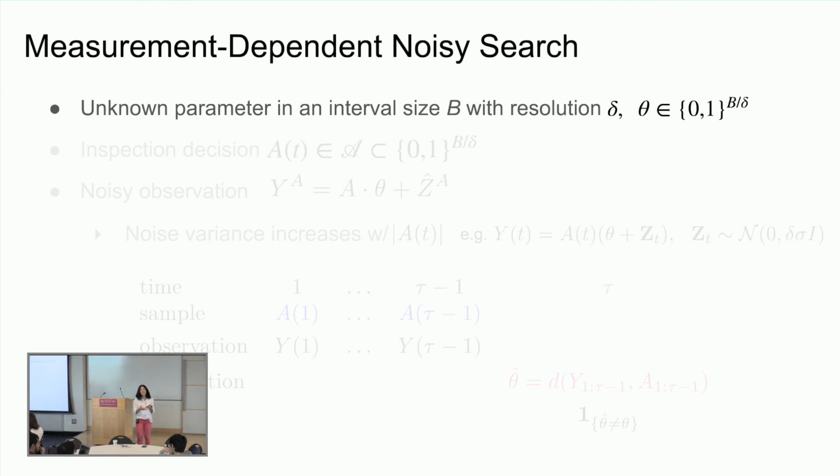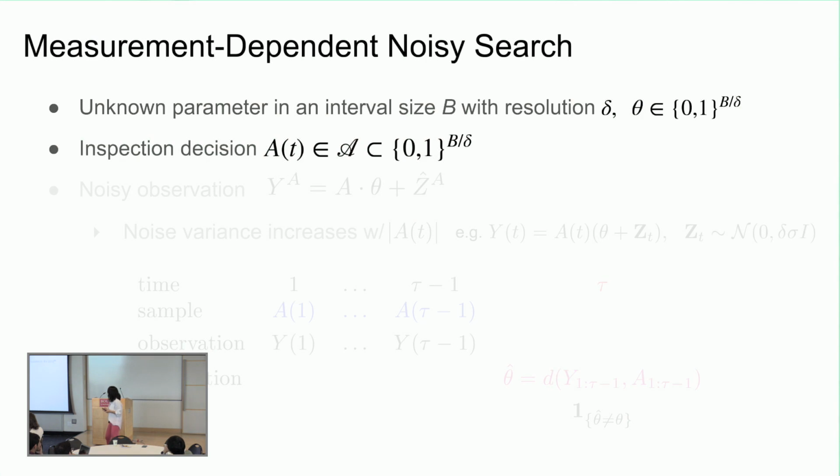Now, my decisions, my actions, are which bins I inspect at the same time, right? And so I can think about a decision vector. I'm going to represent it with the same length, B over delta. And every bin that I decide to include in my inspection, I put a 1 there, right? So that's A. That's my action A.